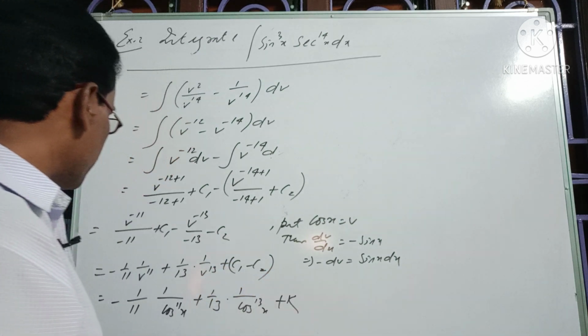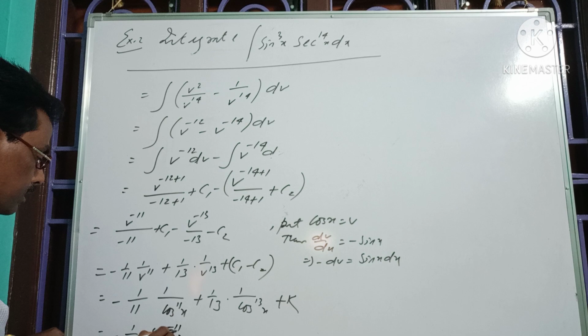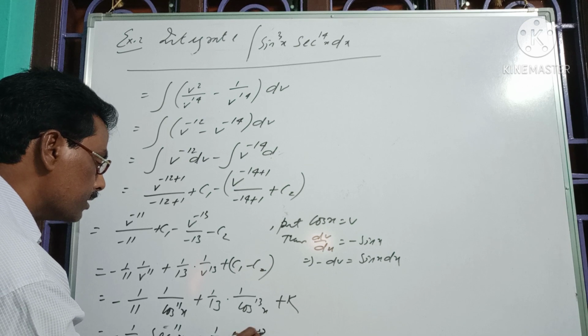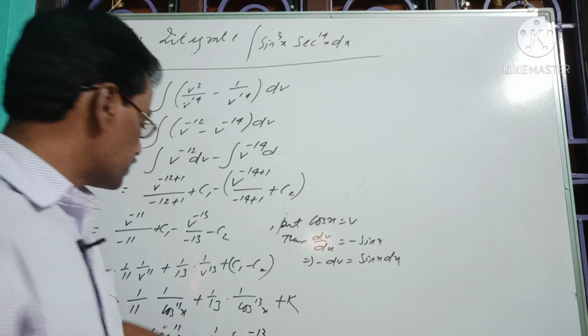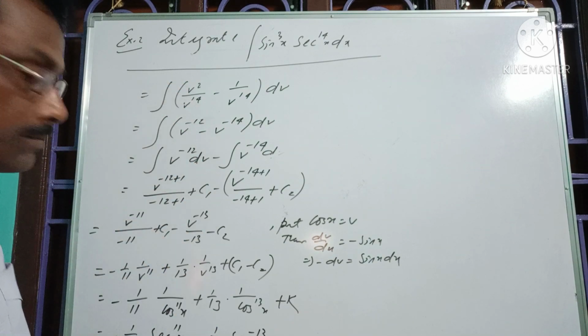So again simplifying, it will give us minus 1 by 11 into sec to the power 11x plus 1 by 13 into sec to the power 13x plus k, where k is the constant of integration. So in this process we completed the integration of the given integrand.